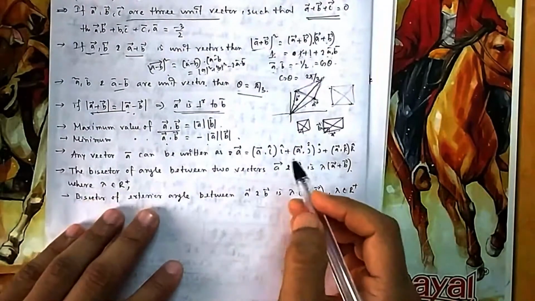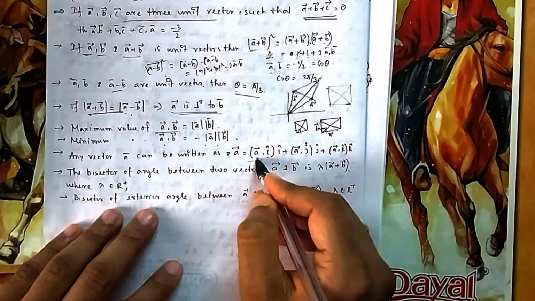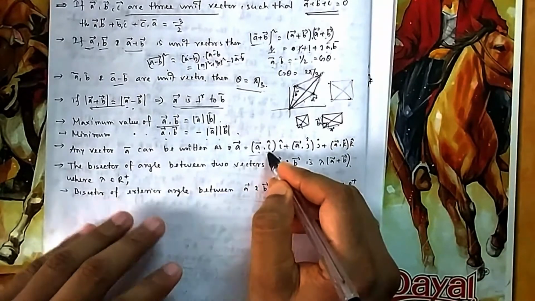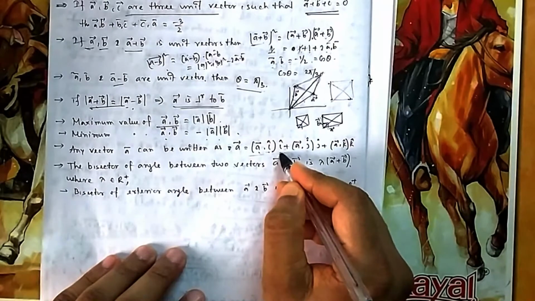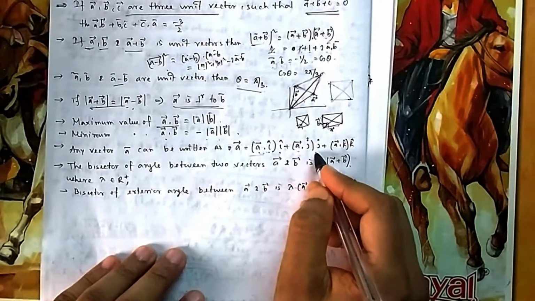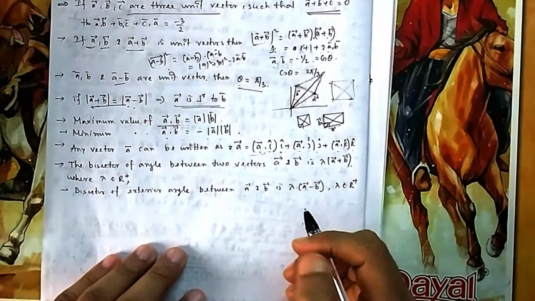Any vector A can be written in this way. A dot I. What will be A dot I? I told you dot means projection. So projection of A on I means on the x-axis. That means how much distance you are moving in the x-axis. So that's why it is x into I. That much distance you are moving in the x-axis. How much you are moving in the y-axis, how much moving in the z-axis. By that also you can look at that point.